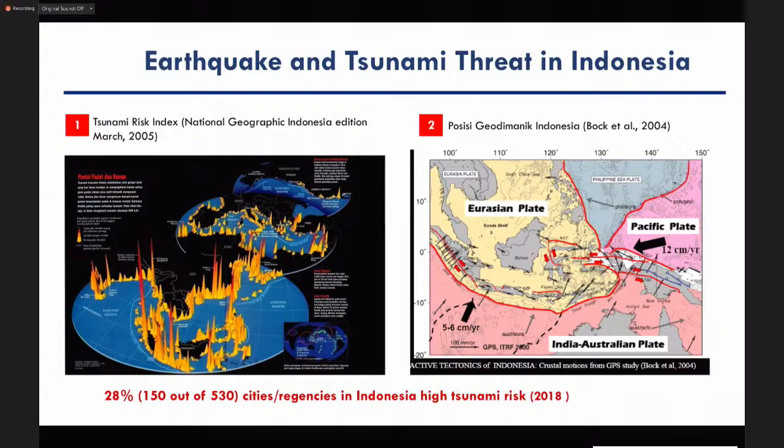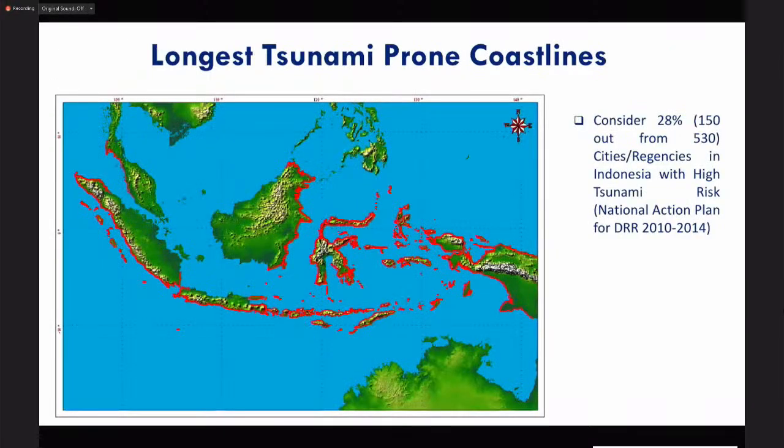It's only based off the global tsunami sources, but the other parameter which makes us more vulnerable in this risk index is the population density in this coastal area. Because of that situation, we also know, based on our National Action Plan for 2010 to 2014, that almost two-thirds of the coastal area in Indonesia is exposed to a high risk of tsunami.